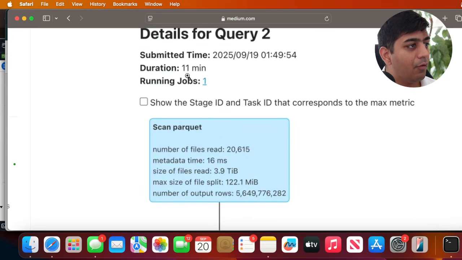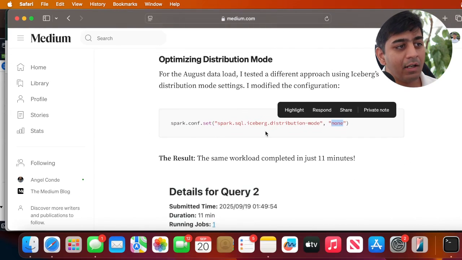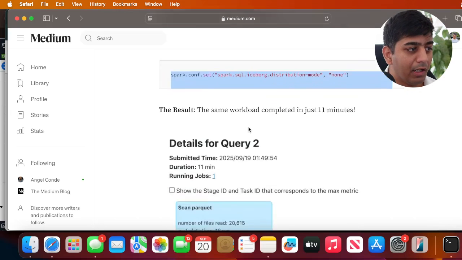The entire job was completed in about 11 minutes. So it was 1.3 hours versus 11 minutes. You see the huge difference. Again, this is because the shuffling and exchange block is avoided when you set that to none.